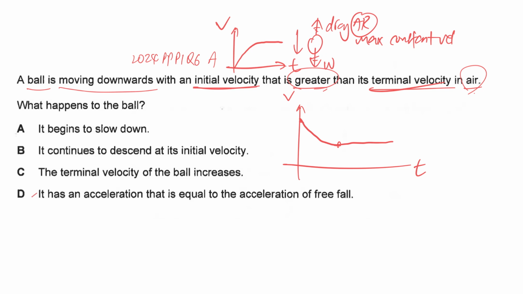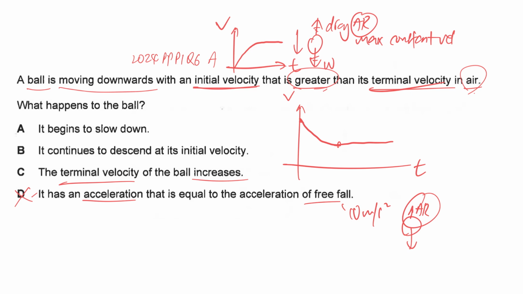D says it has an acceleration equal to the acceleration of free fall. You know, free fall is 10 meters per second squared, but because it has air resistance, the net force downward is definitely smaller, so the acceleration will definitely be less than 10 meters per second squared, the acceleration due to free fall. So D is wrong.